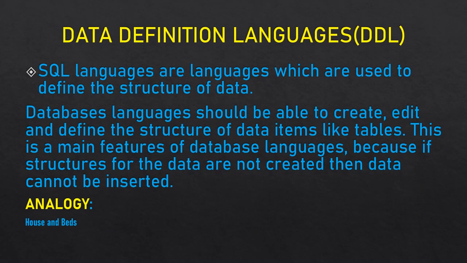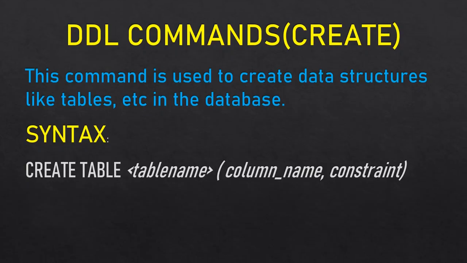Data definition language, which I call DDL, deals with the structure of the database. It deals with operations like creating or modifying tables, columns, or indexes. Think of DDL as the architect of a building. It designs and sets up the framework before anything else is added. Let me give you a simple analogy. If your database were a house, DDL is the one that builds the walls, adds rooms, and decides where the doors and windows go.